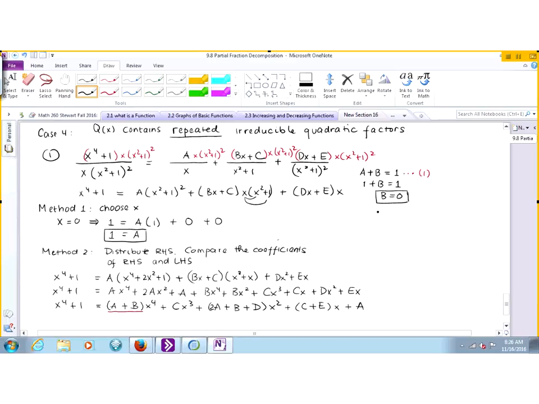X cubed. So what is the coefficient of x cubed here? C. Okay. And on the left, do I have an x cubed? No. So c must equal 0. Isn't it easy now? Okay. Now, we also have x squared. Do I have x squared on the left? No. So what's my next equation? 2a plus b plus d is equal to 0. This is equation 2. Why is it 0? There is no x squared here. This is 0 x squared. Do I know a? Yes. So 2 times 1 plus 0 plus d equals 0.